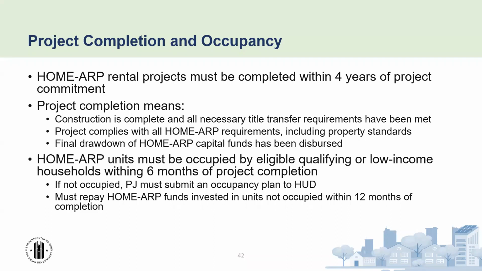Beneficiary information should be entered in IDIS as it's available, and if any units remain unoccupied by eligible households within 6 months of project completion, the PJ has to submit to HUD a marketing plan for any vacant low-income units and marketing or other information on its efforts to coordinate with the COC or other homeless providers, social services, or public agencies to fill any of the units that are restricted for qualifying households. If the units remain unoccupied by eligible households within a year of project completion, the PJ must repay any HOME-ARP funds invested in those units. Next slide.